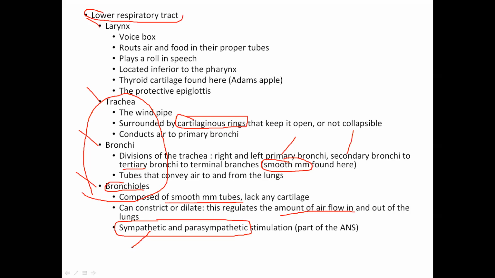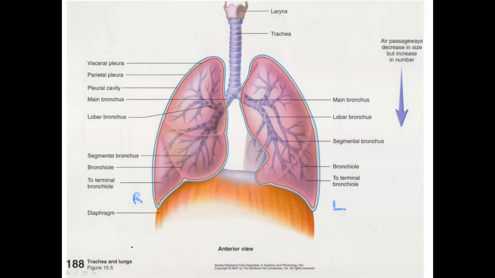Okay, so here are some of those parts that we looked at. Here's the trachea, the primary windpipe. Then it splits into the left and right primary bronchi. Then that splits again into the secondary, and then they keep splitting into tertiary, and it just keeps branching out until you get to the terminal ends.